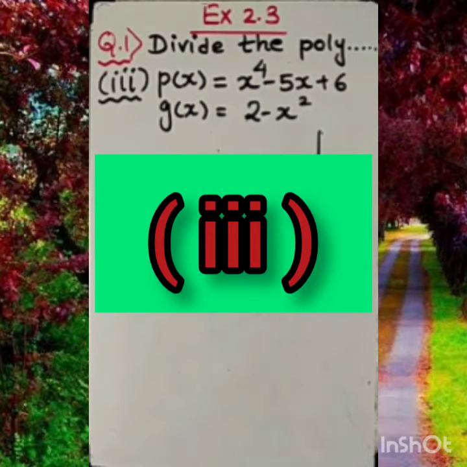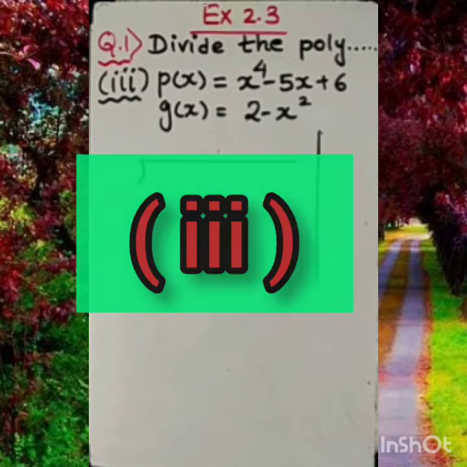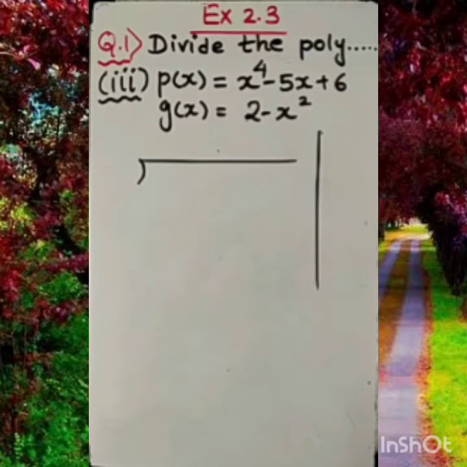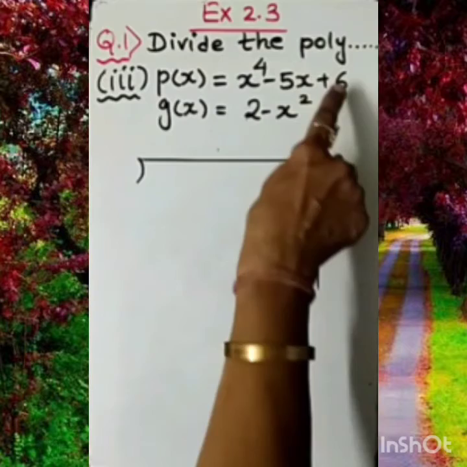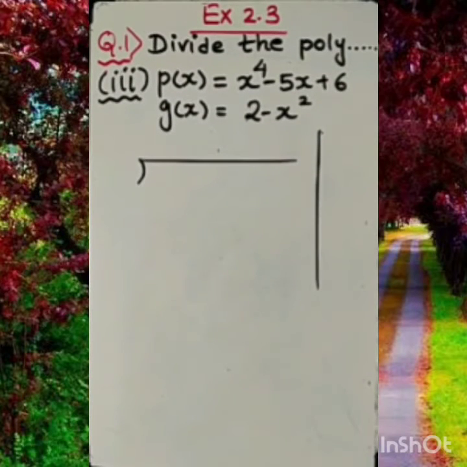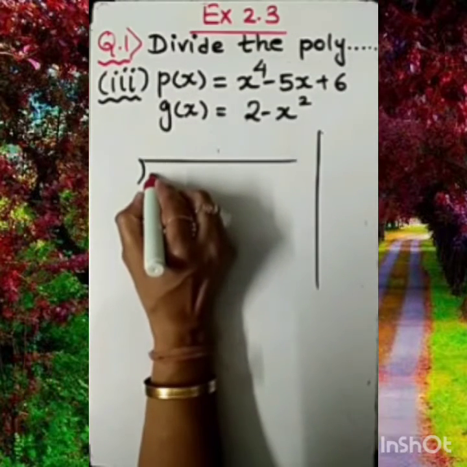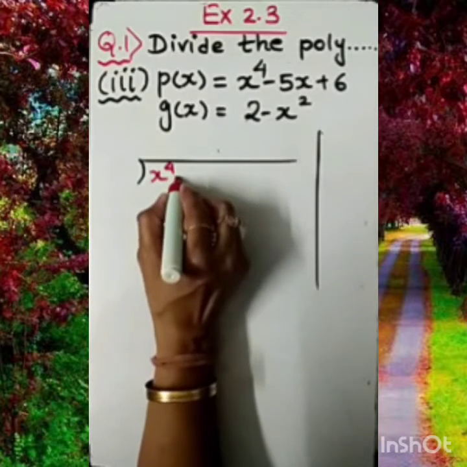So the third part of question number 1 is in front of you, dear student. p(x) equal to x to the power 4 minus 5x plus 6, and g(x) equal to 2 minus x square. Now you observe the polynomial p(x) has only 3 terms here. Some terms are missing, like cube not given, square not given. Then what to do? To make our work easier, we need to add these terms.